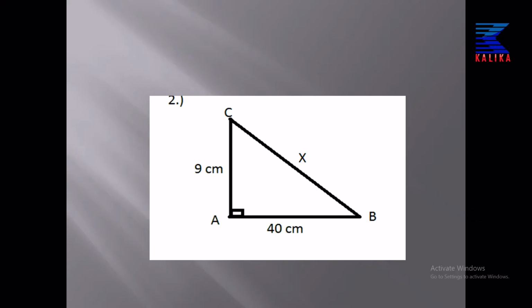Next slide. Now here AB is the base and AC is the perpendicular. Find the unknown term x. What is x here? X is the hypotenuse. You find the value of the hypotenuse. Question number 2.